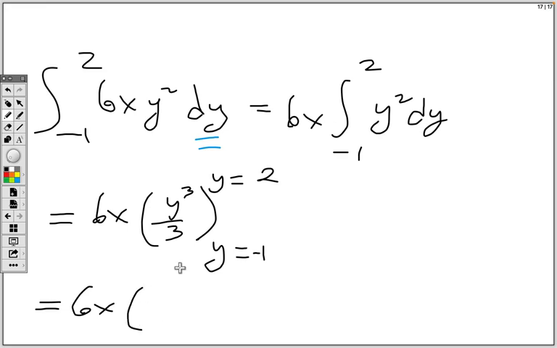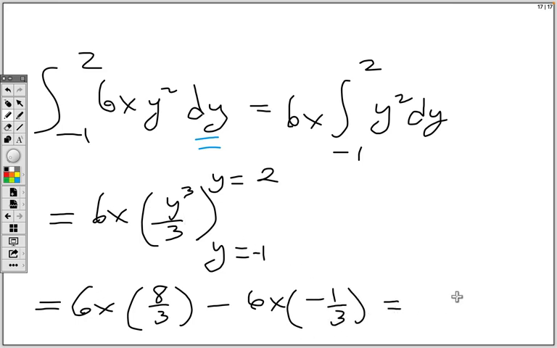So you've got your 6x times 8/3 minus 6x times a -1/3. So you add these together. You'd get 6x times 9/3, which would be 18x. So you've integrated out the y, and now you're left with a function of x. So what you could do now is integrate that function of x.